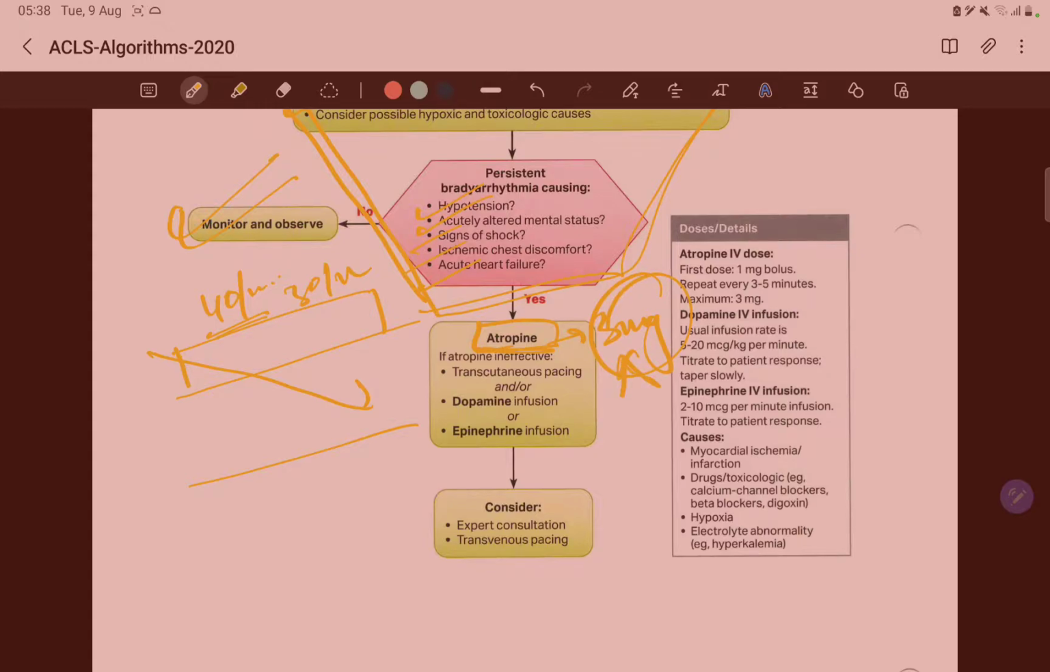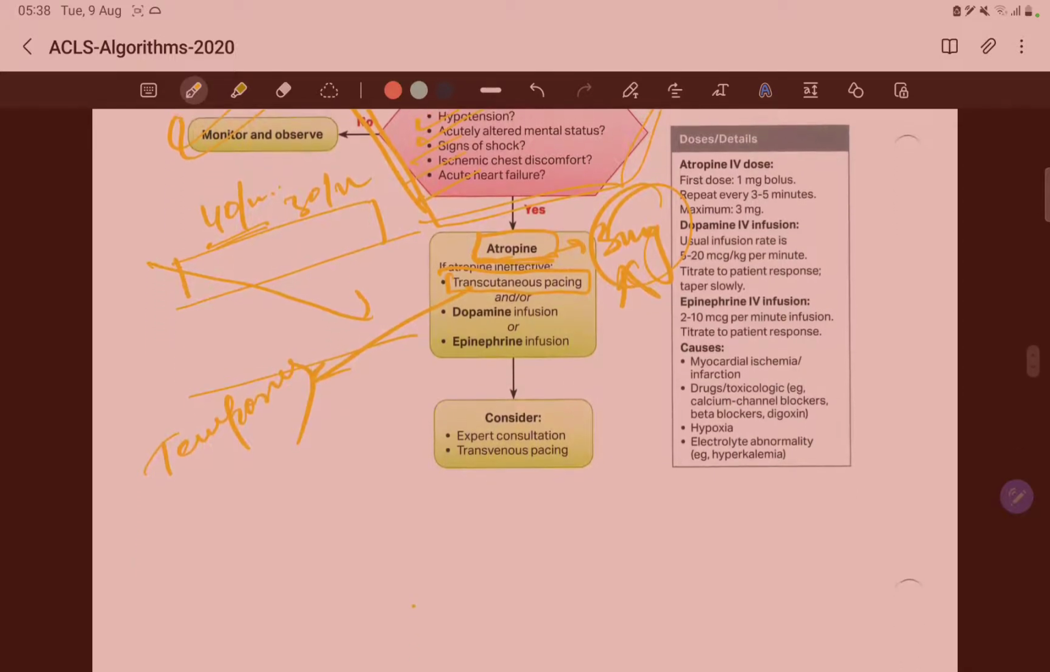Now still, if it is not effective and the bradycardia is not resolved, we can go for transcutaneous pacing. We can go for temporary pacing, transcutaneous pacing. Why am I saying temporary? Because we can just use it with our hands, right? So that is a different concept.